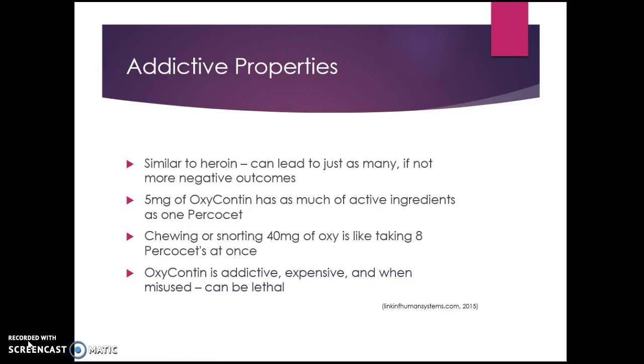Addictive properties: it is similar to heroin and can lead to just as many, if not more, negative outcomes. 5 milligrams of OxyContin has as much of an active ingredient as 1 Percocet, so there you see the comparison between the two. People chewing or snorting 40 milligrams of OxyContin, here we've said oxy, but we're referencing OxyContin, is like taking 8 Percocet all at once, which is mind-blowing. OxyContin is addictive, expensive, and when misused, can be lethal.